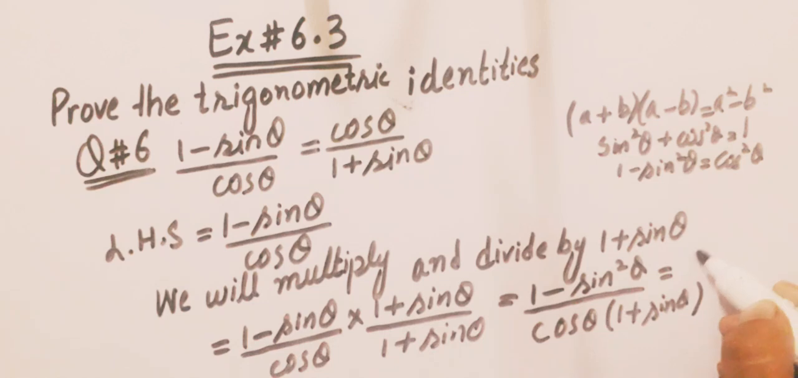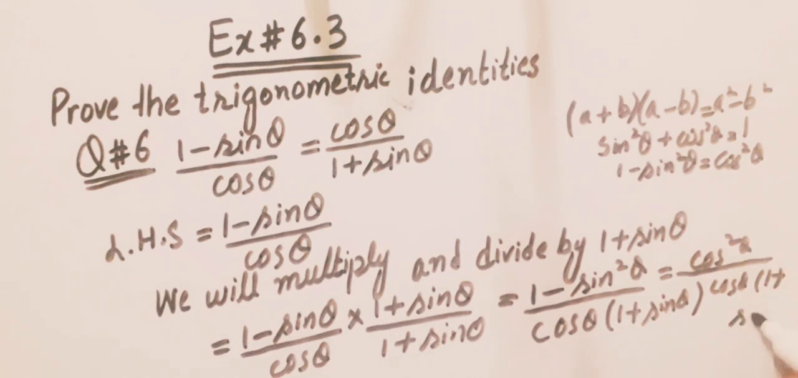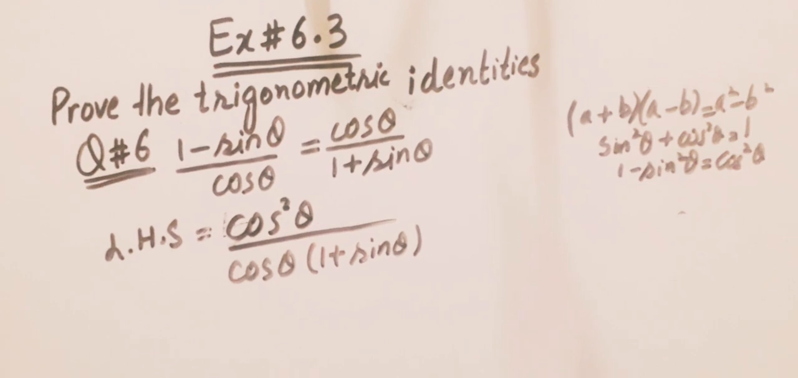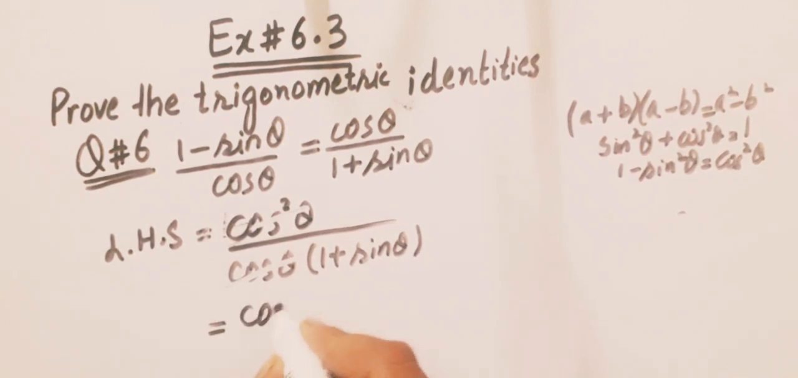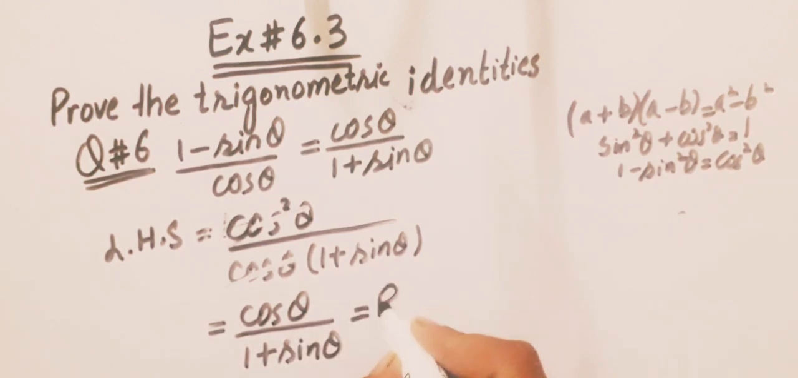So we have cos square theta by cos theta into 1 plus sine of theta. Now cos square theta by cos of theta, we will have cos of theta by 1 plus sine of theta, which is equal to right hand side. So we have proved left hand side is equal to right hand side.